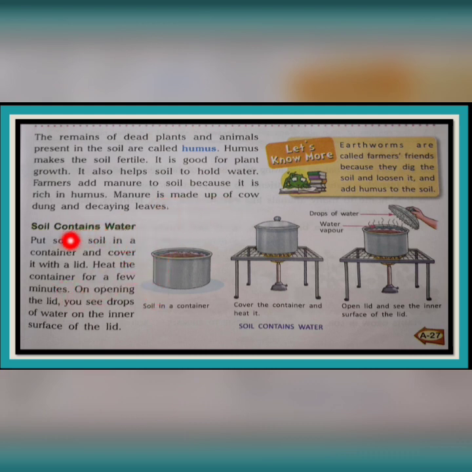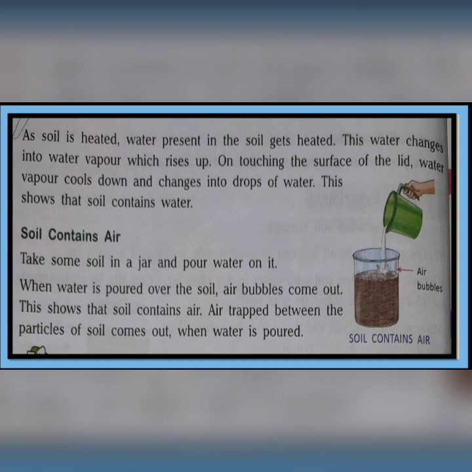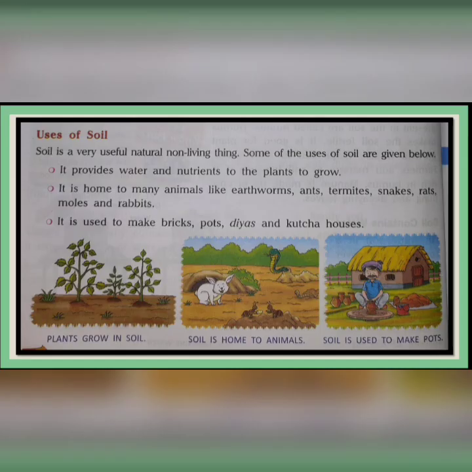So next, we are given an experiment showing that soil contains water. Okay, and soil also contains air. Yes, the next topic is uses of soil. Soil is very useful. Okay, it is a natural non-living thing which is very useful. It provides water and nutrients to the plants to grow. Next, soil is home to many animals like earthworms, ants, termites, snakes, rats, moles, and rabbits. Okay, it is used to make bricks, pots, diyas, and kacha houses also. So these are the main uses of soil.